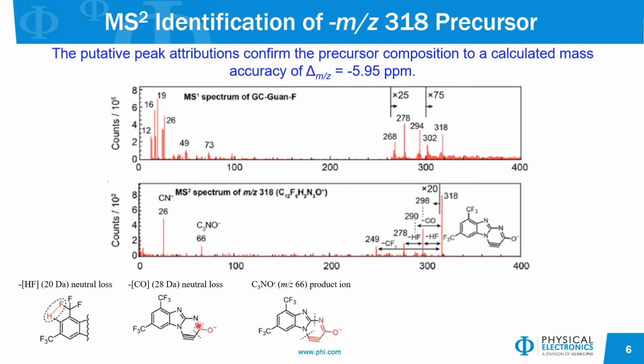Notice that the dashed lines indicate bond cleavages, and in red we have noted the atoms that comprise the neutral loss, or conversely the product ion itself. So for the precursor at a mass to charge ratio of 318, we've been able to identify the composition and the structure as shown here on the right side of the product ion spectrum.